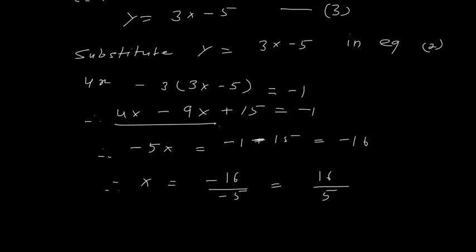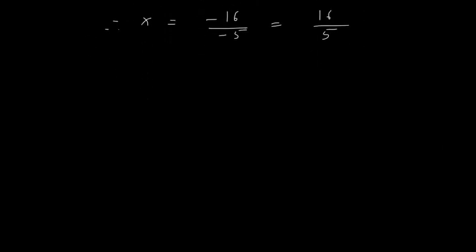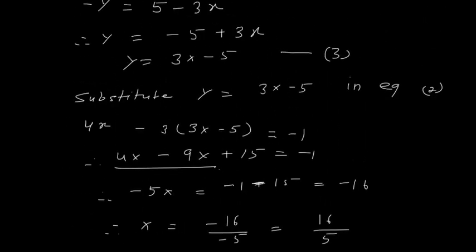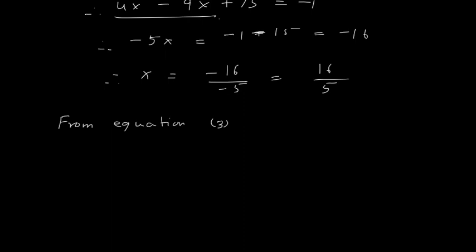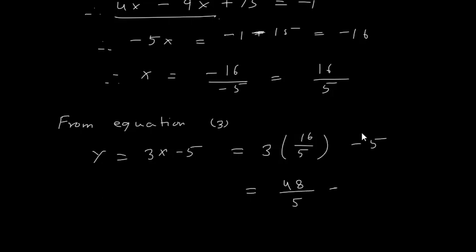Now from equation 3 we can find the value of y. So from equation 3, y is equal to 3x minus 5, which is 3 into 16 upon 5 minus 5. 16 times 3 is 48, so 48 upon 5 minus 5.